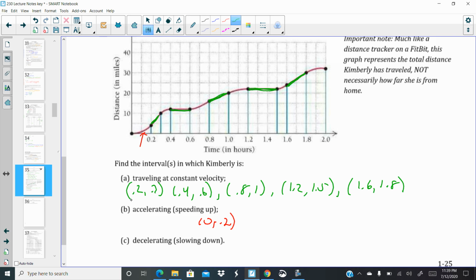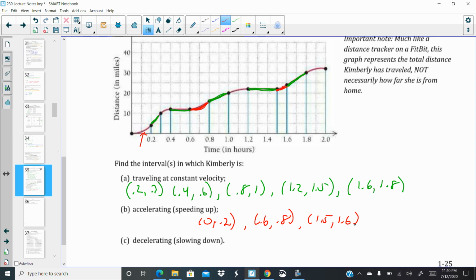For it to be speeding up again, it has to be bending up. So I think we've got another piece bending up right here. So 0.6 to 0.8. And then it looks like from 1.5 to 1.6, also speeding up.